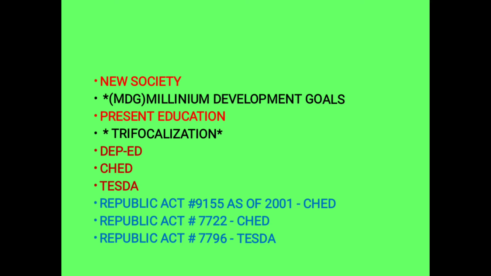So under Republic Act number 9155 as of 2001 is the CHED. Republic Act number 7722 is also under CHED. Then Republic Act number 7796 is under TESDA.